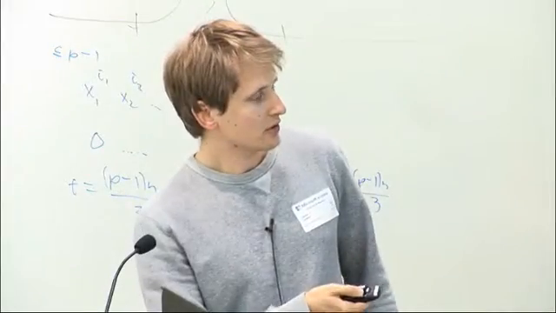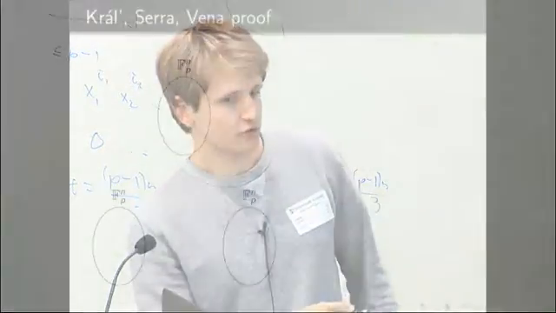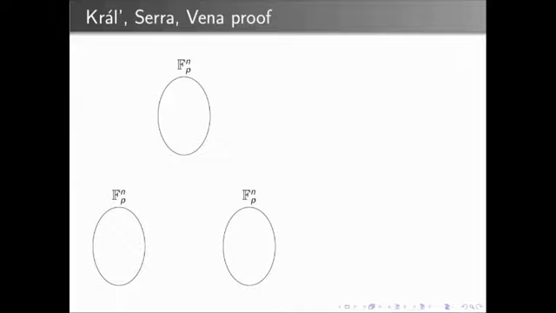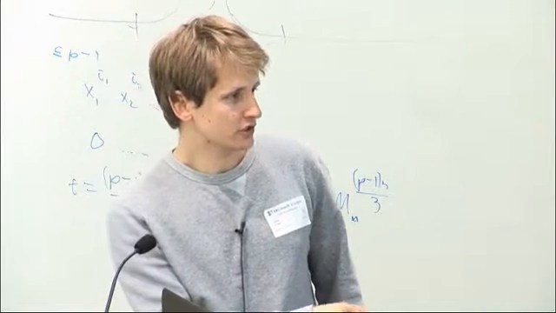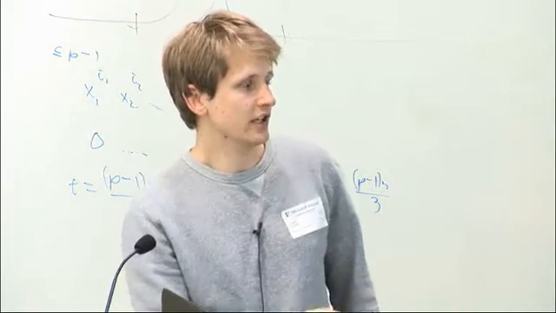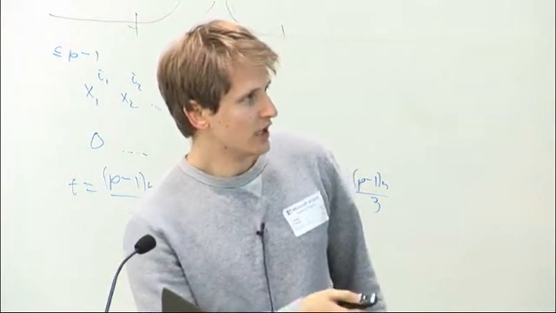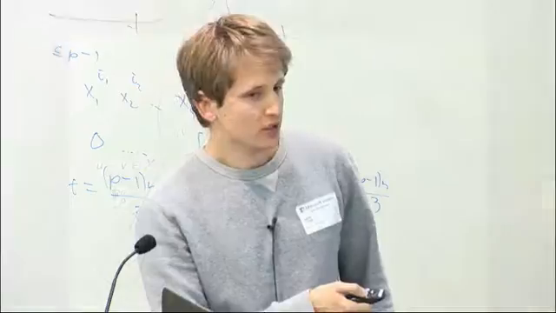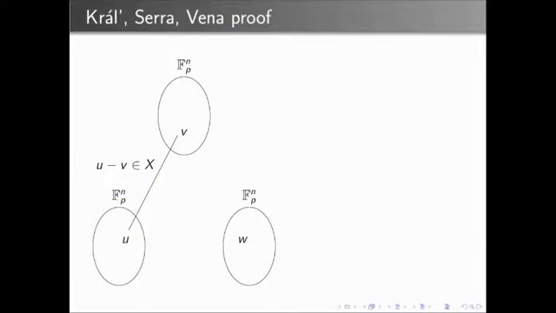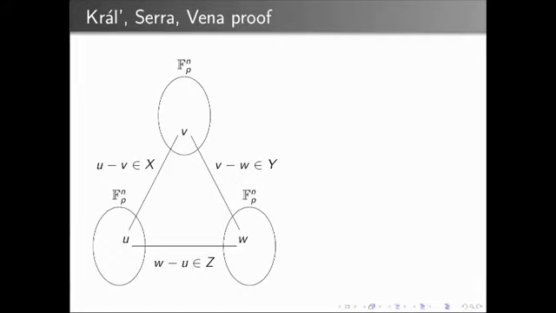So suppose we have these sets x, y, and z. We take 3 sets of vertices, each corresponding to the points in F_p to the n. So now if we have a point in each of them, we connect u and v if their difference is in x. We connect v and w if their difference is in y. And we connect w and u if their difference is in z.